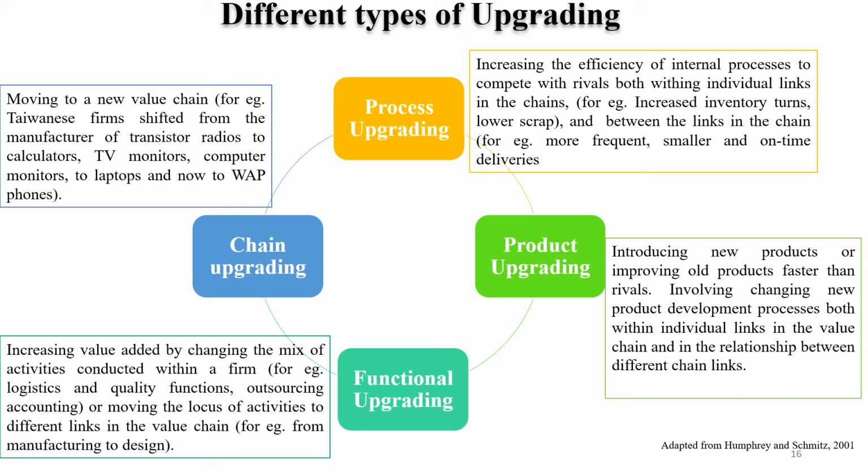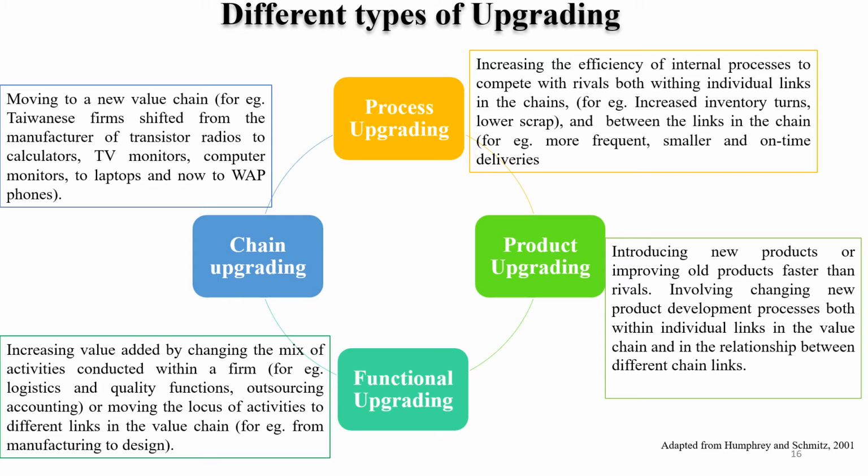Apart from that, small firms can gain a lot of knowledge, and because of that knowledge, they can diversify into another production process for which some common processes are still there. For example, a company which is producing TV monitors can move to produce computer monitors and then laptops. So it is known as chain upgrading.